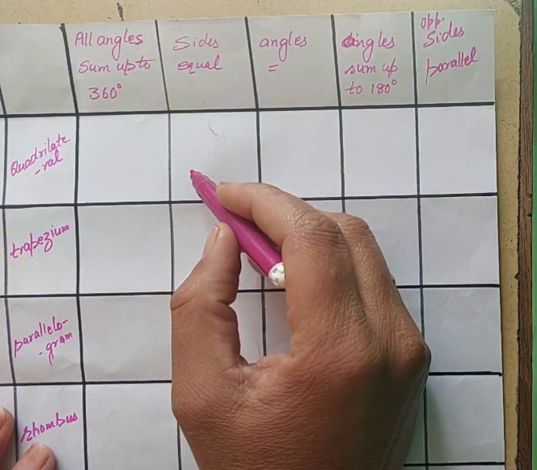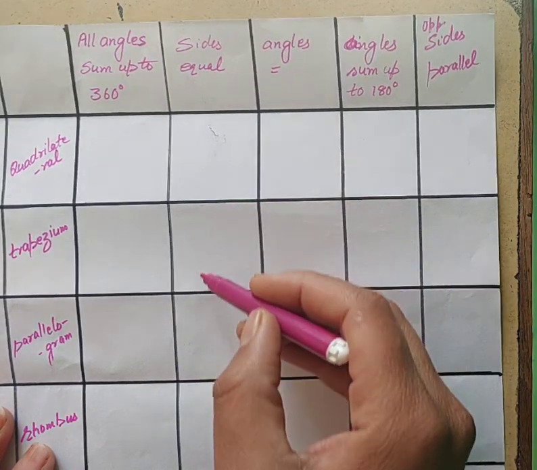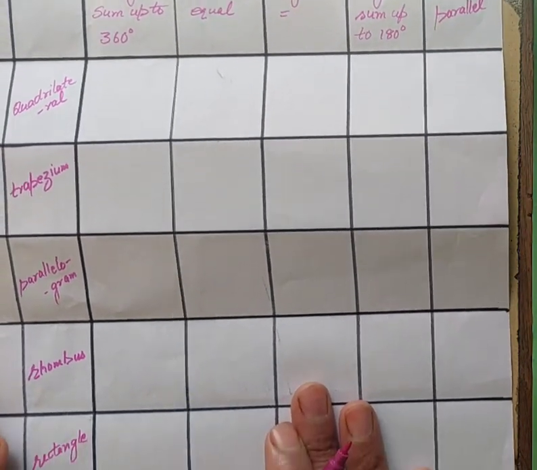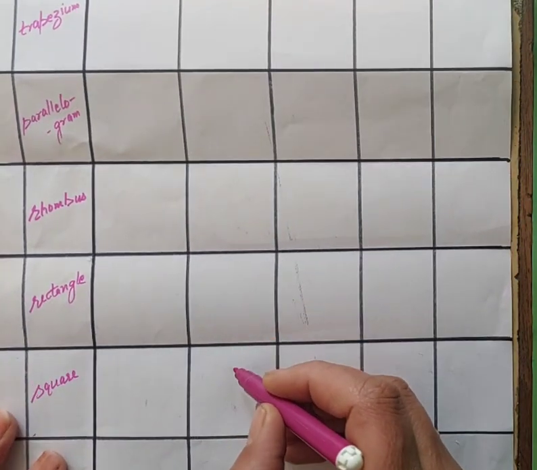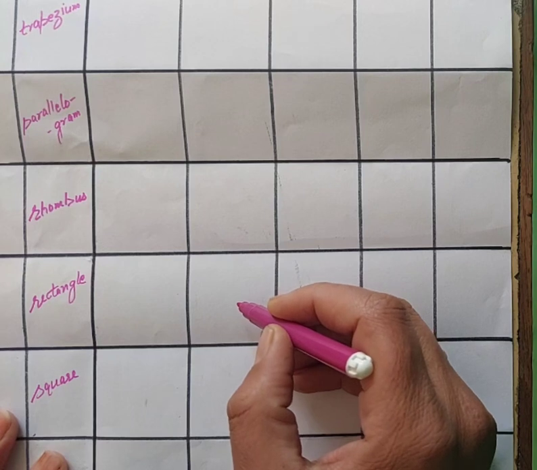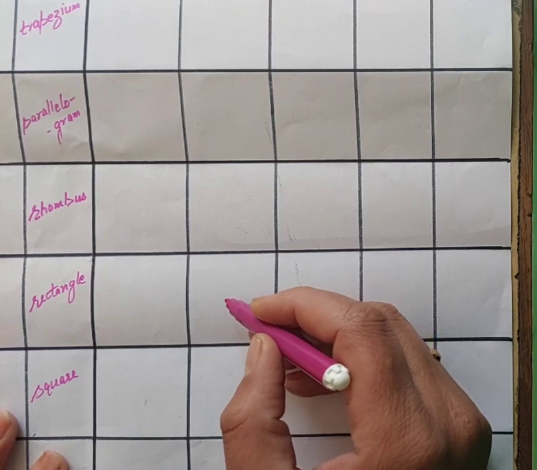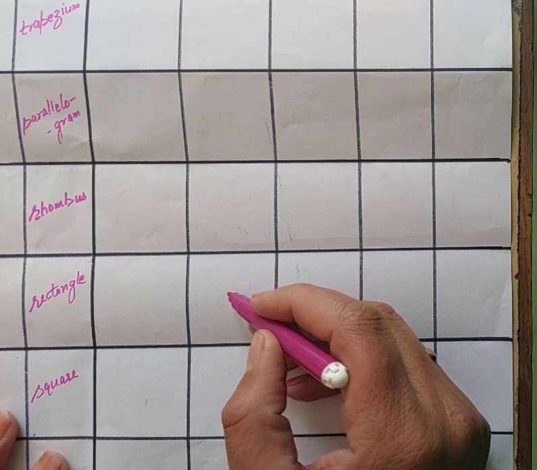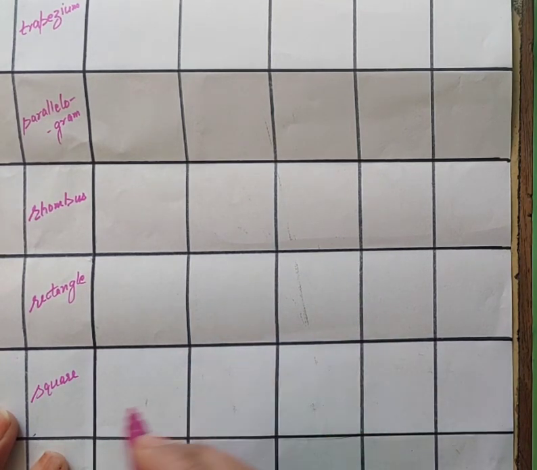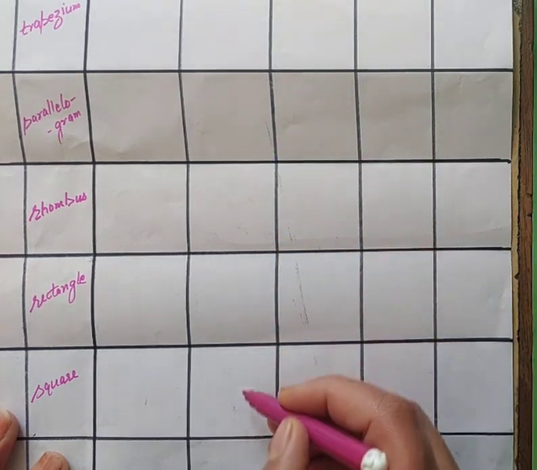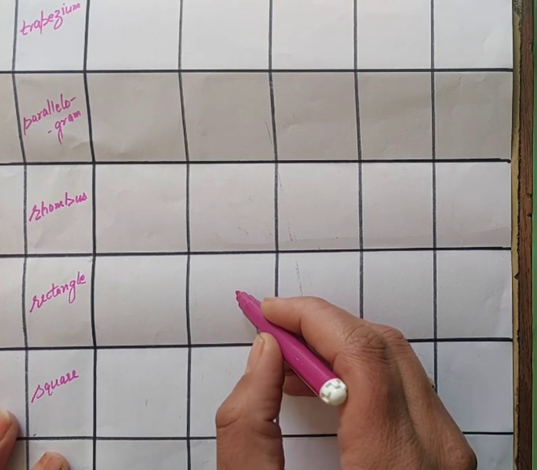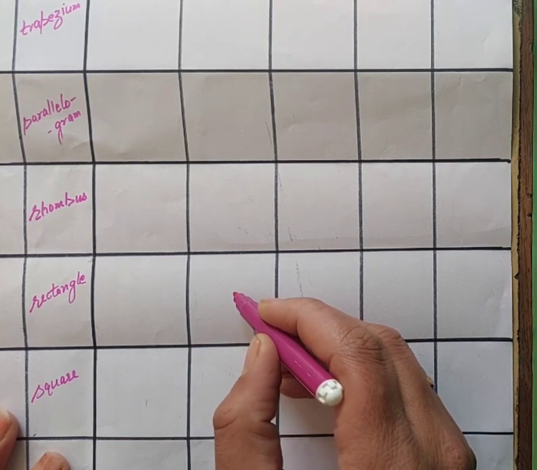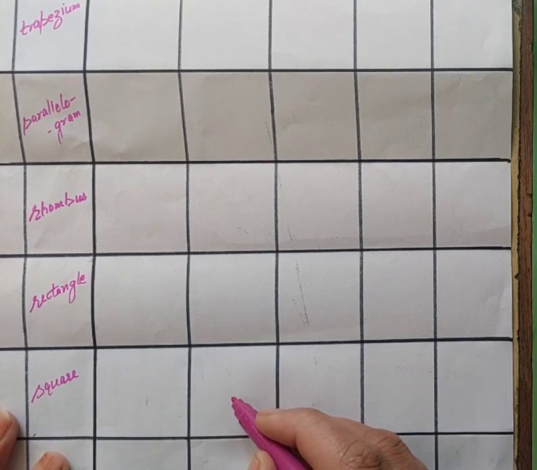Here you have to write whether their sides are equal or not. Now if we talk about rectangle and square, in a rectangle the sides are equal, but only opposite sides are equal, and in a square all sides are equal. So you have to make the specific entry. In this column you'll make a specific entry. In rectangle you'll write opposite sides are equal, both pairs of opposite sides equal, and in squares all sides are equal.